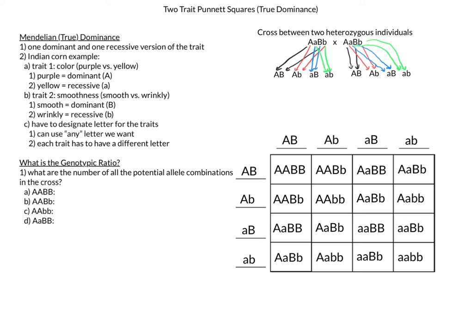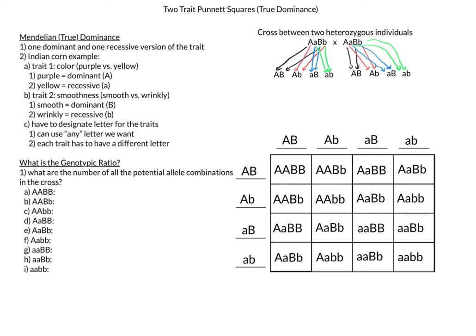Big A, little a, big B, big B. Big A, little a, big B, little b. Big A, little a, little b, little b. Little a, little a, big B, big B. Little a, little a, big B, little b. Little a, little a, little b, little b. Now let's go through and look at the Punnett square to see how many of each that we have.